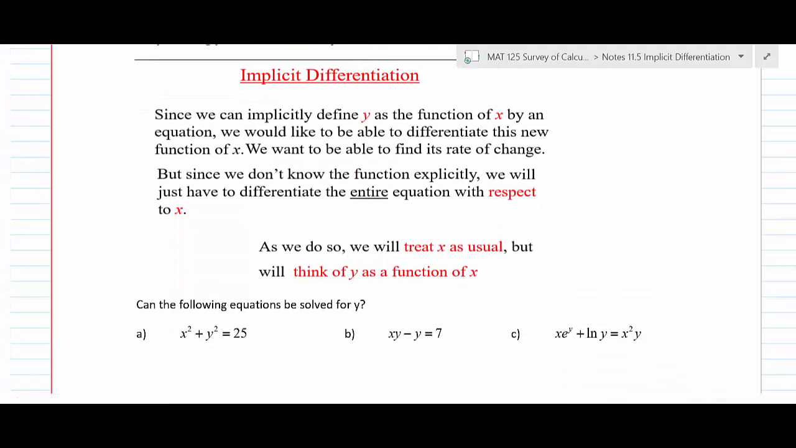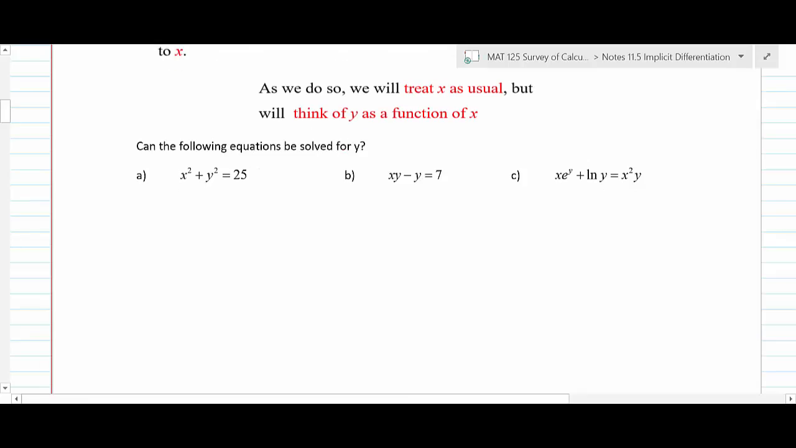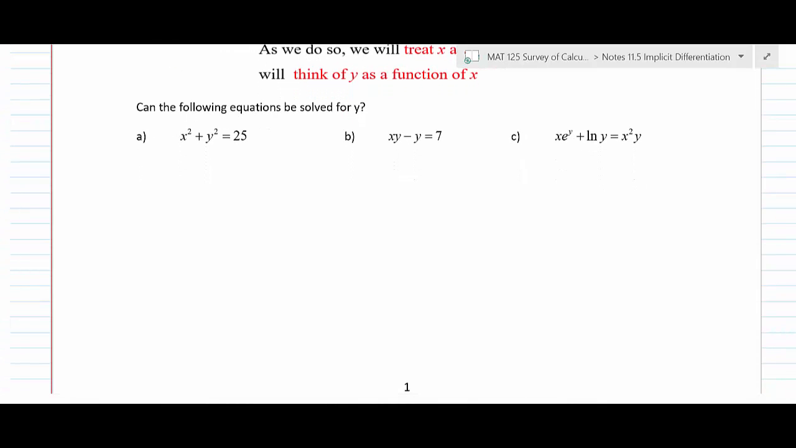So next thing I want to look at is, let's look at some equations and think about whether or not we can solve them for y. The nice thing is if you can't solve them for y, then you can still work with the derivative and find rates of change. Okay, let's look at this first one. Could you solve that for y? Let's try it. Well, first thing you'd probably do is move the x to the other side, right? And if you did that, you would have y squared equals 25 minus x squared, right?